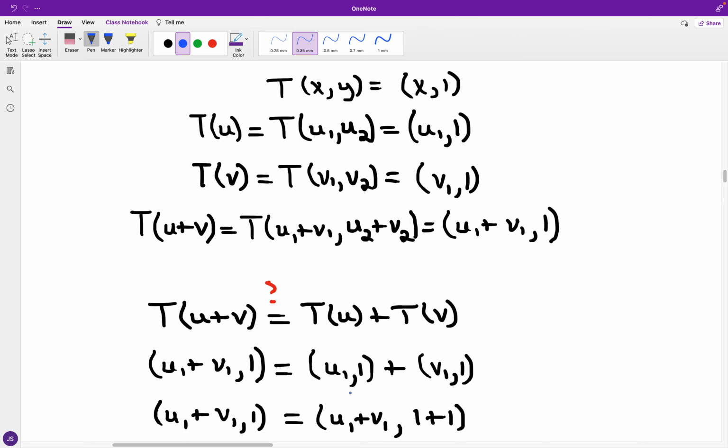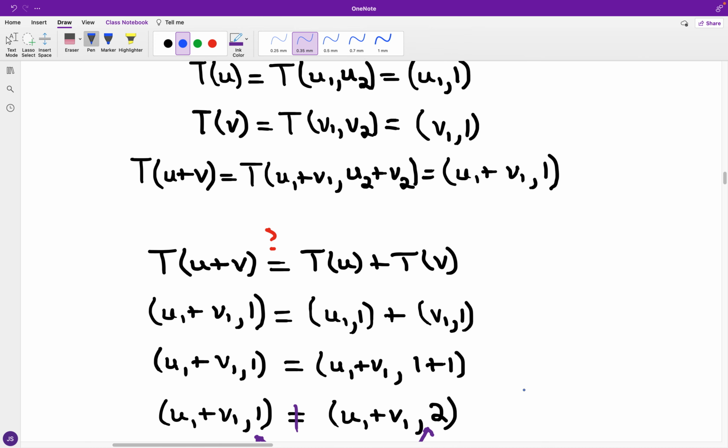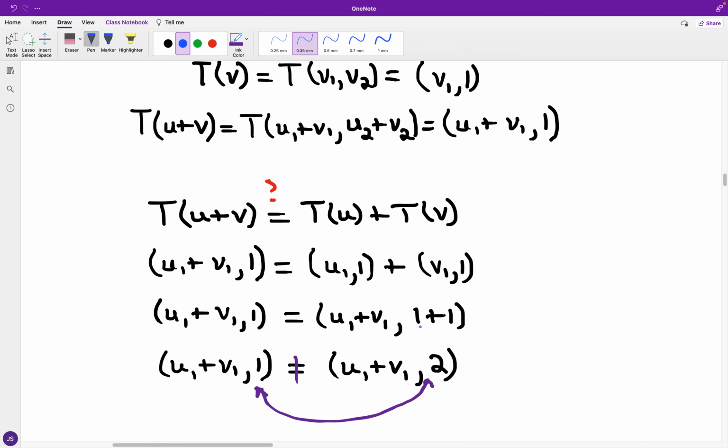To the right, I have adding together the first components, u sub 1 plus v sub 1, and the second components, 1 and 1 added together. And guess what? The sum of 1 and 1 is going to be 2, and that is not going to match perfectly with the transform of u plus v, where I have the constant at 1. And so in this particular case, you're going to have the answer to be no.